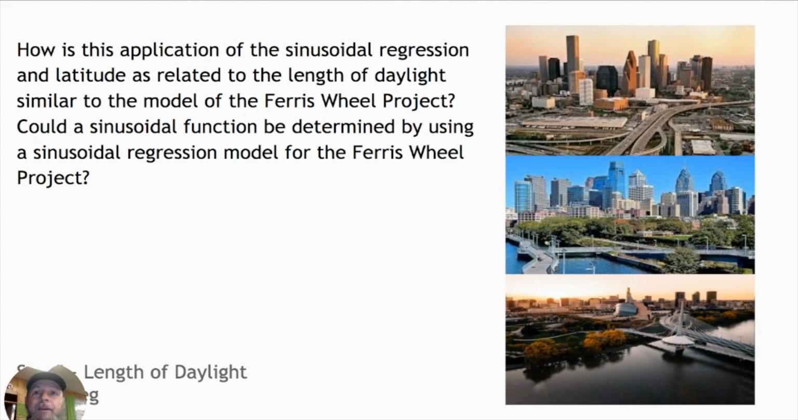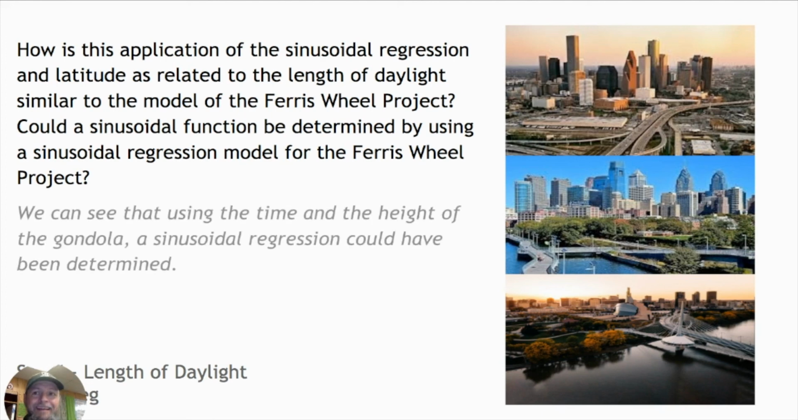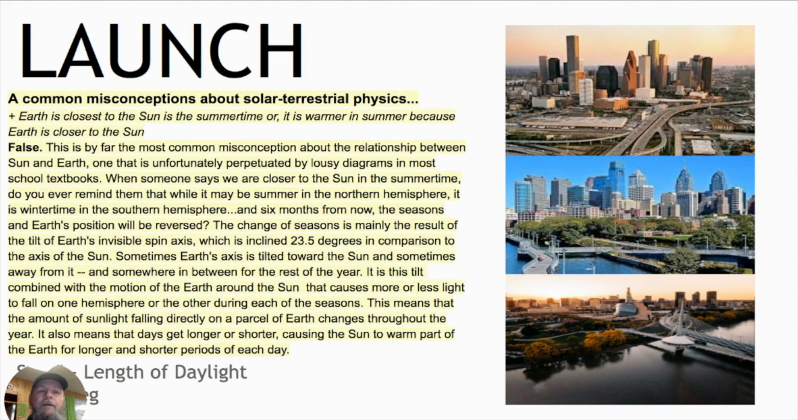And how is this application of the sinusoidal regression in latitude related to length of daylight, similar to the model for the Ferris Wheel Project? Could a sinusoidal function be determined by using the sinusoidal regression model for the Ferris Wheel Project? Yes, absolutely. We can see that using the time and height of the gondola, a sinusoidal regression could have been determined very easily.